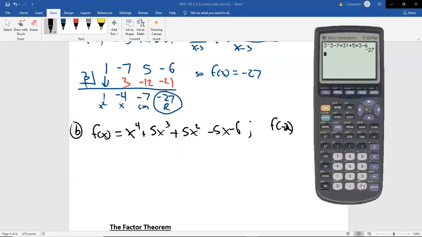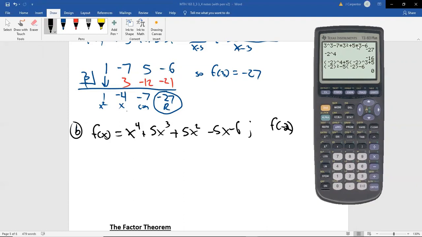But we got to be careful. I can't go negative 2 to the 4th power. This is wrong because that says it's negative 16, but because the negative 2 is inside, it ends up being a positive 16. So you got to use your parentheses appropriately. So that's one thing you could mess up. Negative 2 to the 4th, then plus 5 times negative 2 raised to the 3rd, plus 5 times negative 2 squared, minus 5 times negative 2, minus 6. And we get 0.